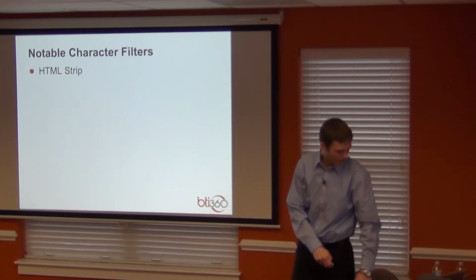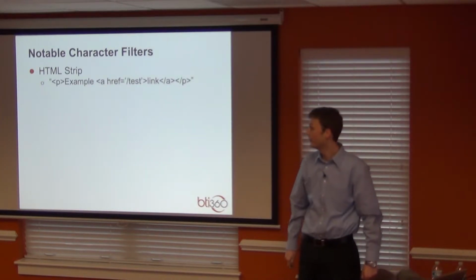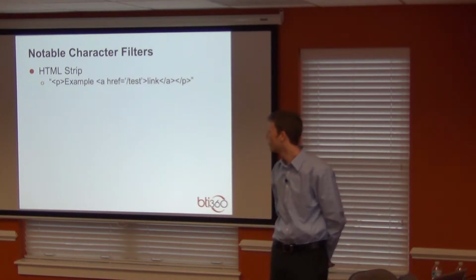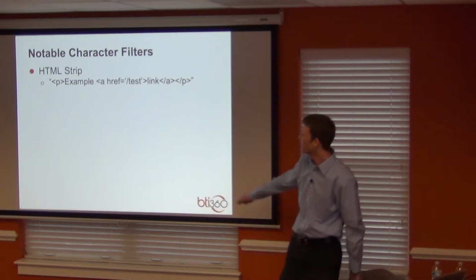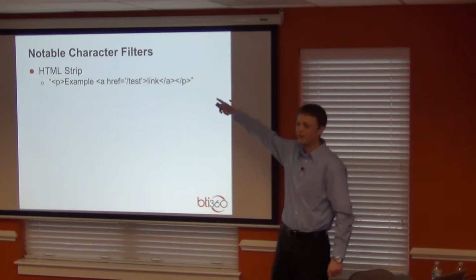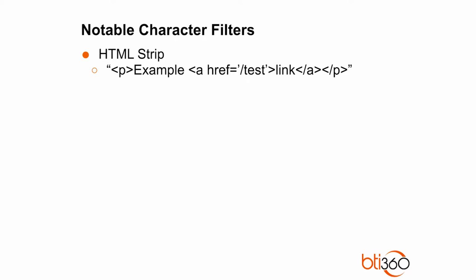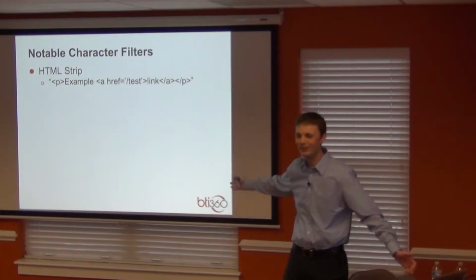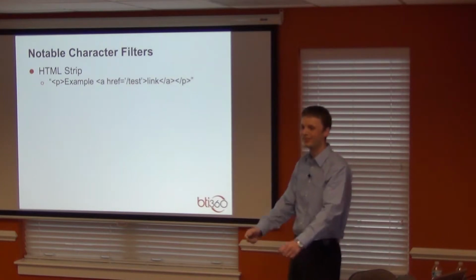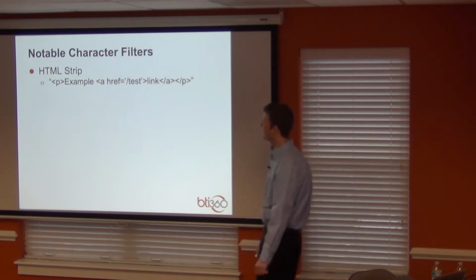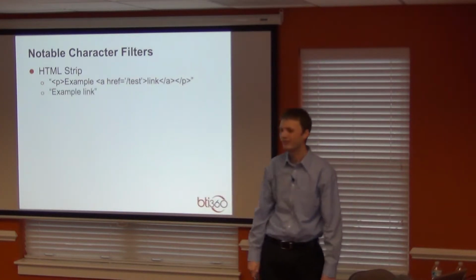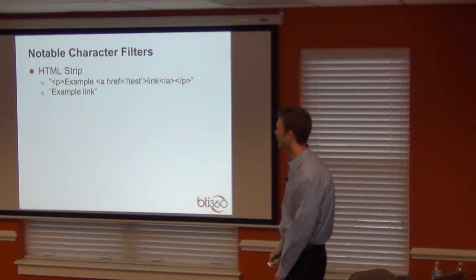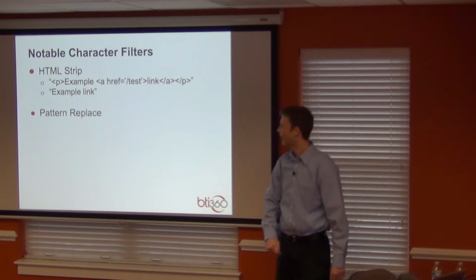All right. A notable character filter is the HTML strip character filter. Here's my example input text, right? We see all the paragraph tags, the a href tags, all that stuff. If I'm going to mutate this text, what do you think the result should be? Now this is your turn to answer. Somebody yell it out. Example link. Example link. Yes, exactly. So this makes sense, right? Fantastic.